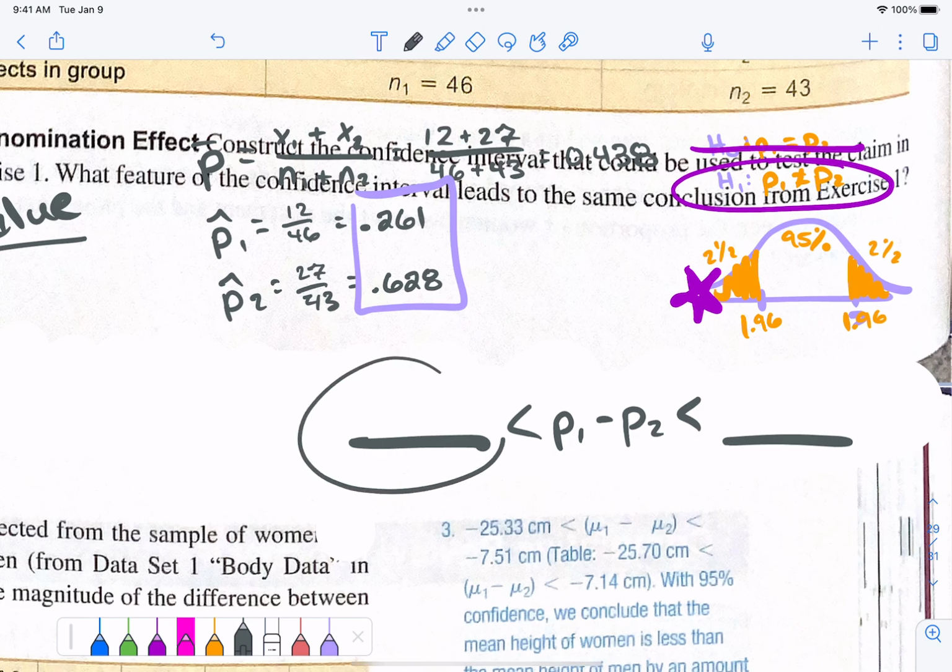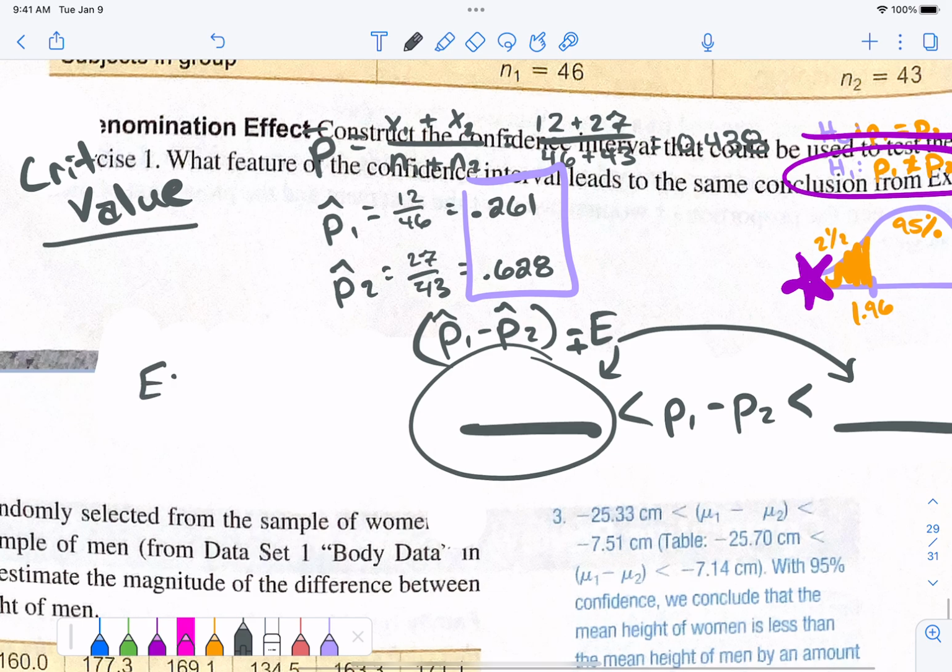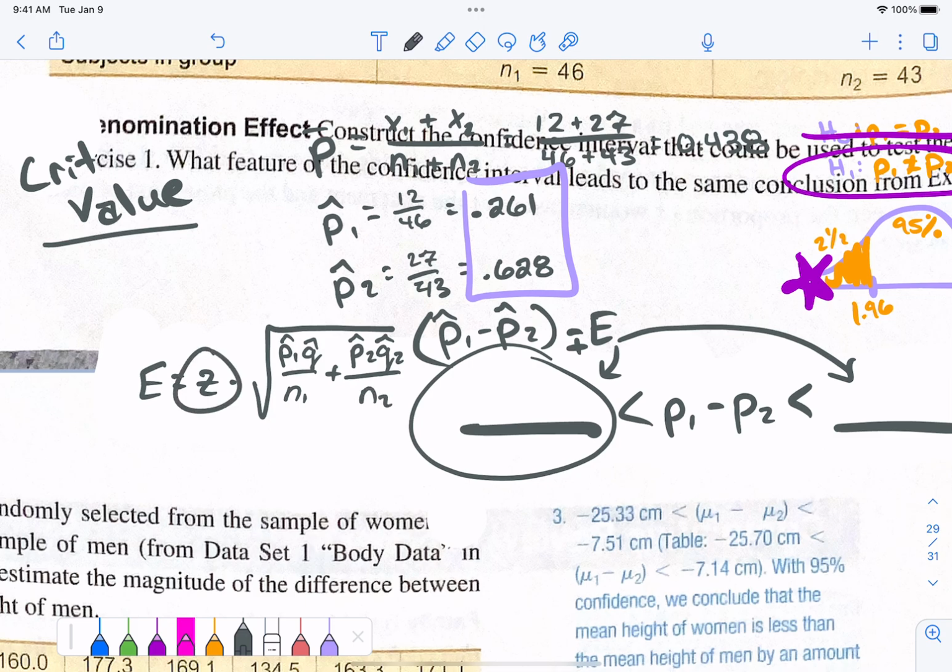To find this number right here, you do P hat 1 minus P hat 2, minus the error, and then you do plus the error to find these two ends. The formula for error is Z times the square root of P hat 1 Q hat 1 over N1, plus P hat 2 Q hat 2 over N2. Z is the Z that we find from the chart.